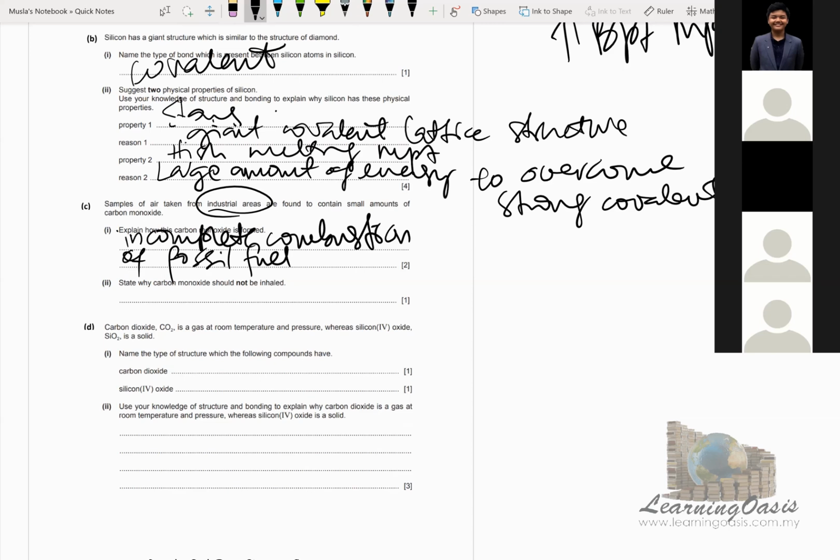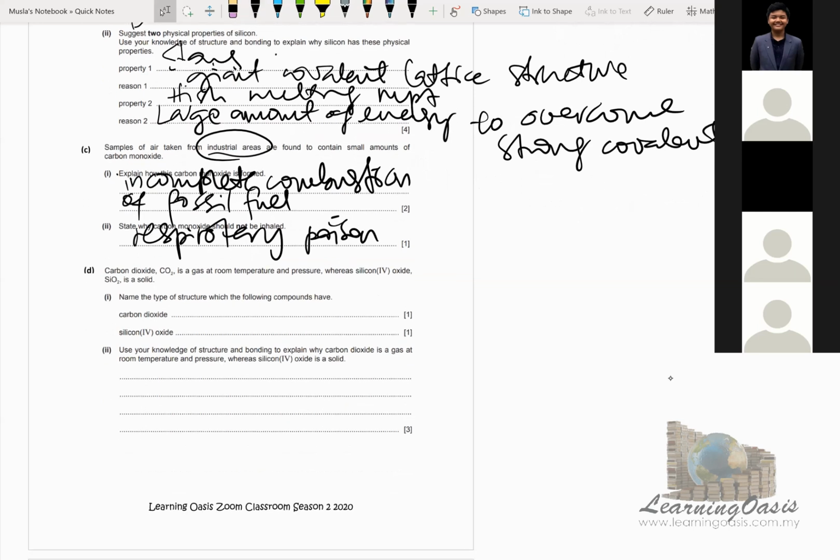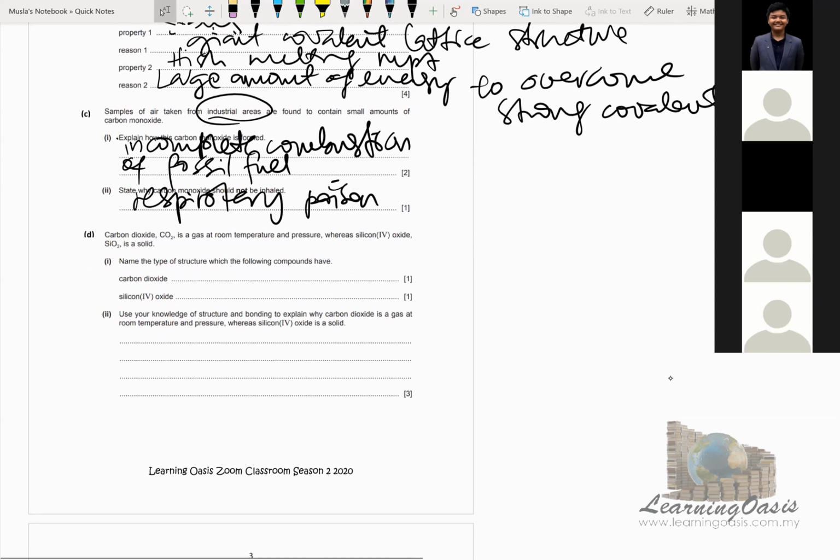Why can carbon monoxide not be inhaled? Yes, it is a respiratory poison. Remember, it combines permanently with your hemoglobin, so that reduces the amount of oxygen that is carried by your hemoglobin.